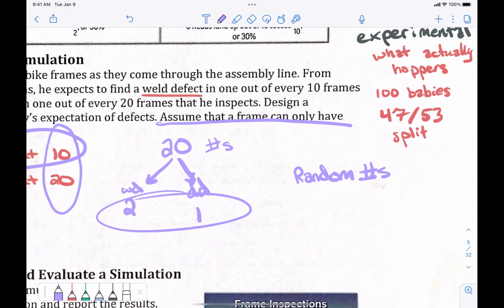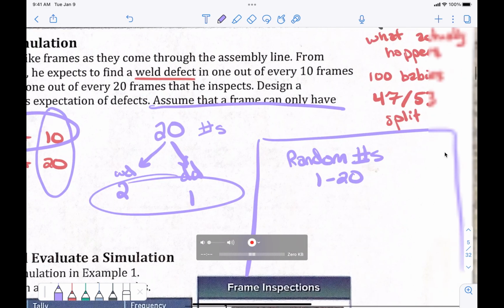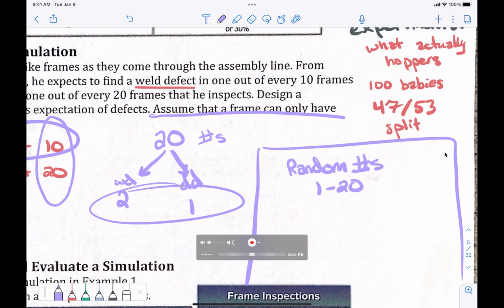And I'm going to go random numbers 1 through 20. This is my designing my simulation. This is what I'm going to do over here. All of this other stuff was just my thoughts. I'm going to do random numbers 1 through 20.